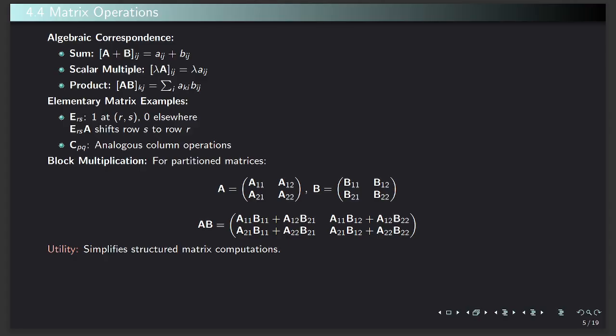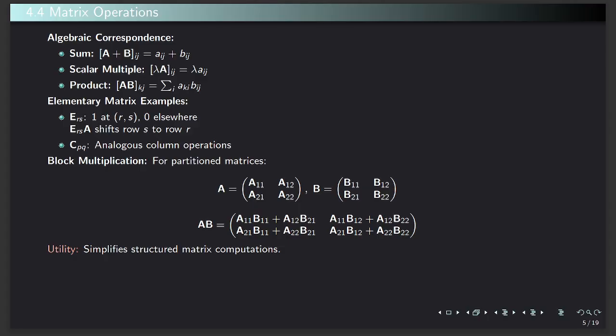And then this rule, where the kj-th element of the product AB is the sum over i of A_ki times B_ij, is precisely what's required to correctly track the transformation of the basis vectors. So we can then build the matrices from elementary units, such as the matrix E_rs, which has one in the rs position and zeros everywhere else. And so this can then be used to perform specific row and column operations.